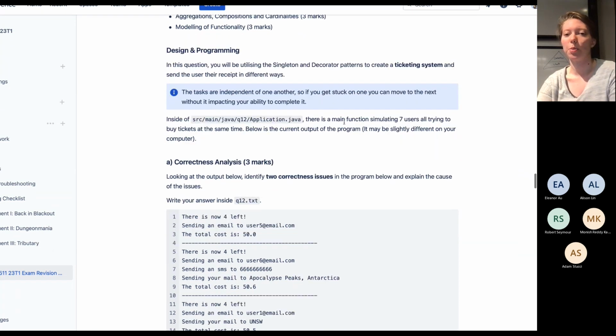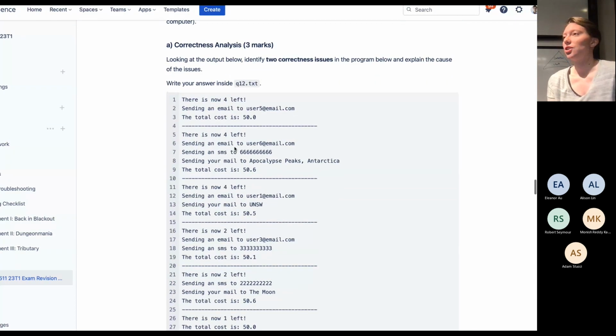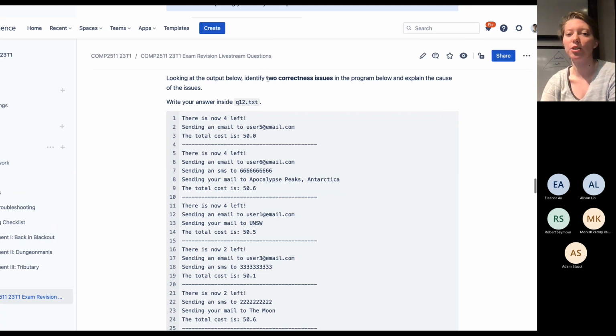So basically the first part, there is a main function simulating 7 users all trying to buy tickets at the same time. Below is the current output of the program. It might be slightly different on your computer. So this part of the question is just to get you thinking about what the problems are and how we can solve them with some sort of design pattern. In this case, identify 2 correctness issues and explain the causes of these issues.